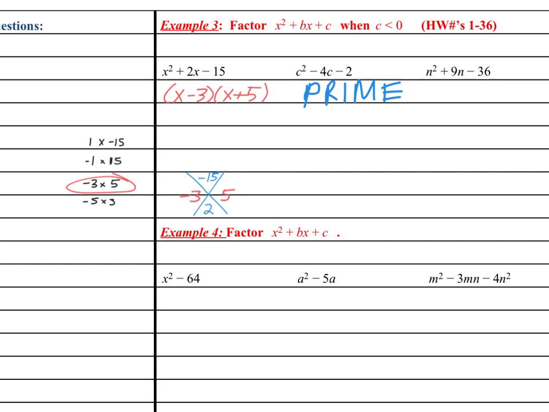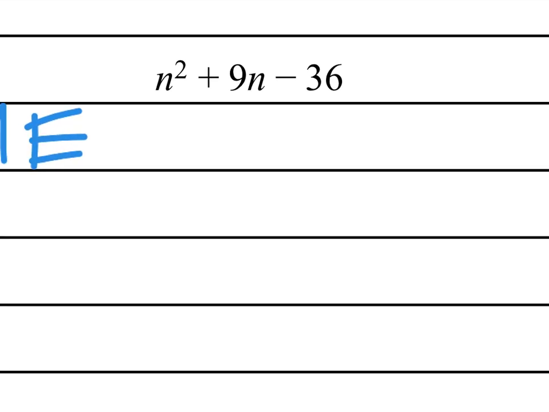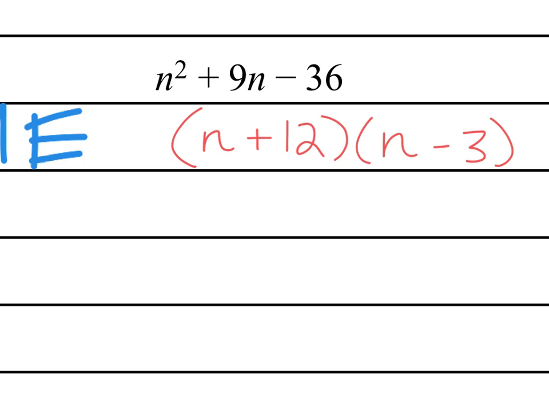Any of these work? 12 times negative 3 multiplies to negative 36, but adds to positive 9. So your factors should be those two: n plus 12, n minus 3. Again, if you're having a hard time, write out the factors and then see which ones work.